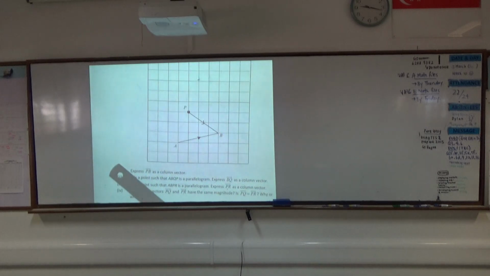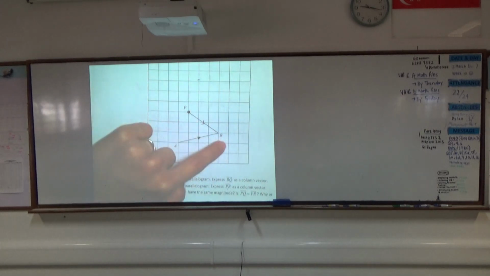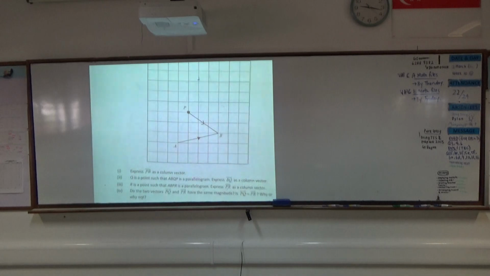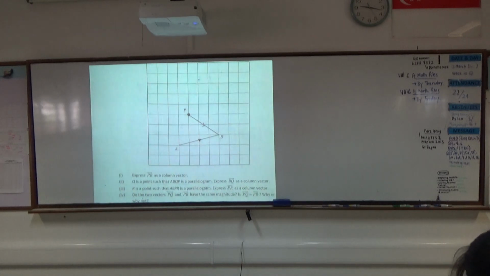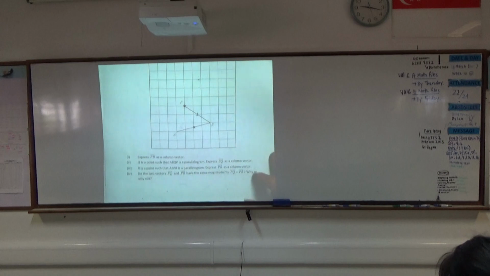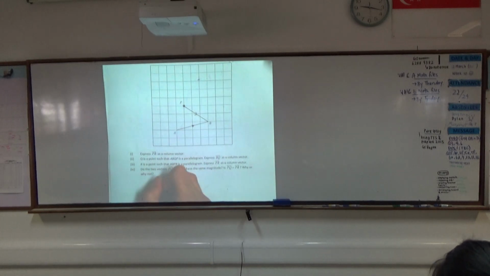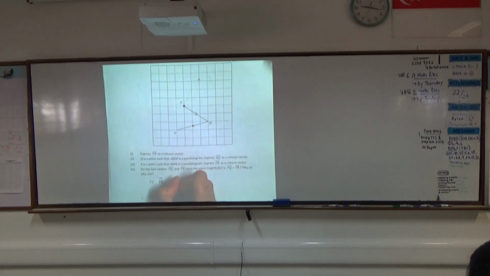PB is this vector because you have to start from P going to B. So with that, it will mean that PB as a column vector. How do we express it as a column vector? Amanda? 3 and negative 2. Great.